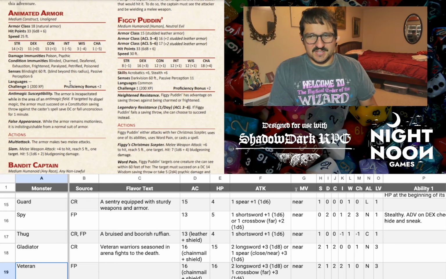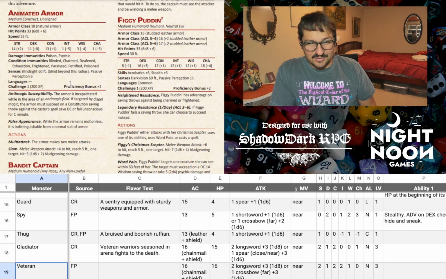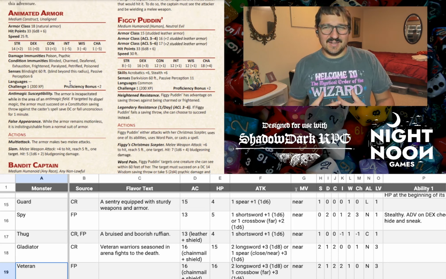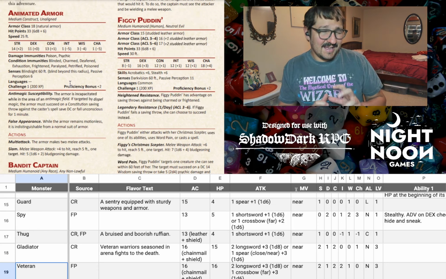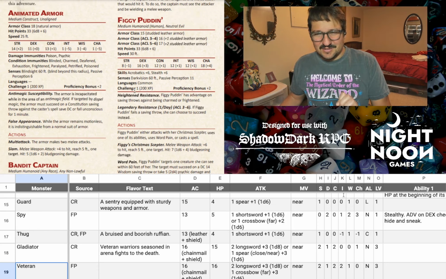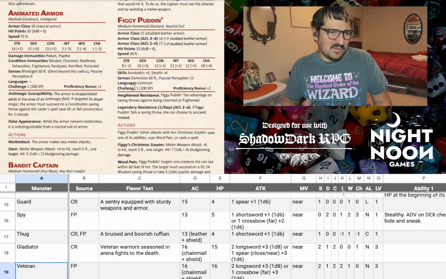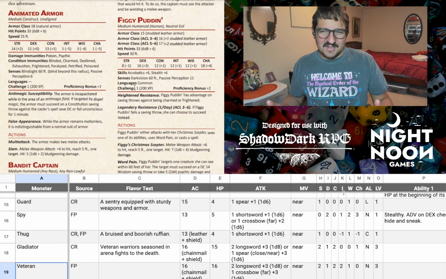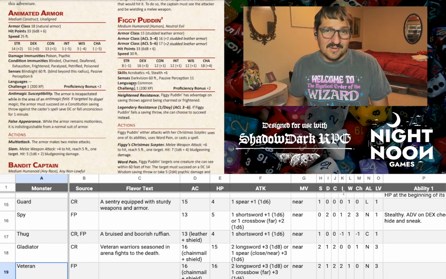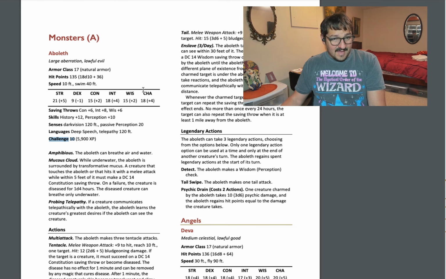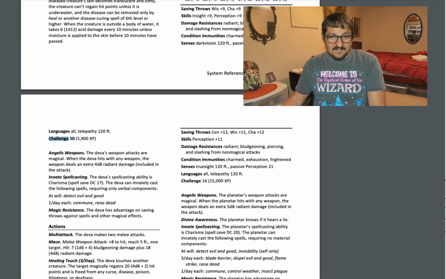Taking a look at the Figgy Puddin stat block, the first thing I'm looking for is the challenge rating, because that'll help me determine what kind of level they're going to be at relatively in Shadowdark. Here it says challenge 1, and I wonder if it's actually supposed to be challenge level 10, which I think would make sense for the boss villain in this adventure. So I'm going to go back to the SRD, like we talked about before, and we're going to look up challenge 10. The Aboleth is challenge 10.